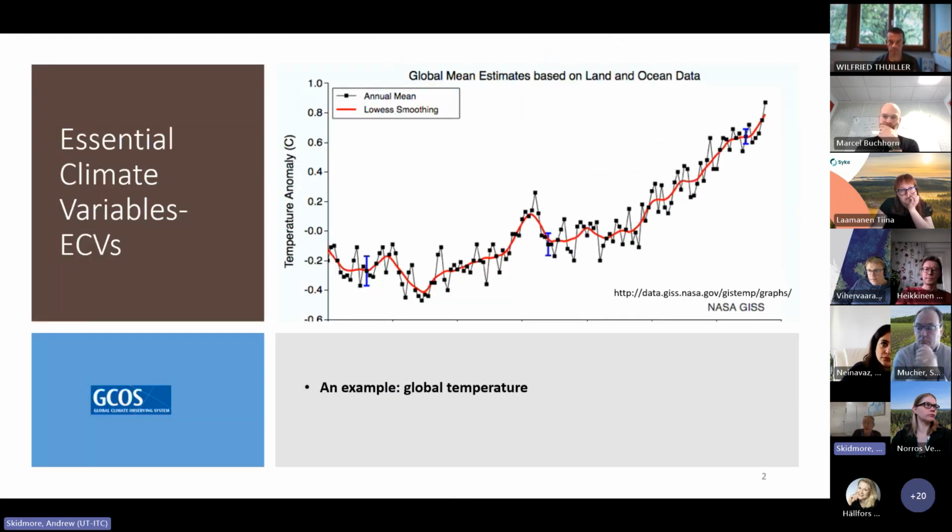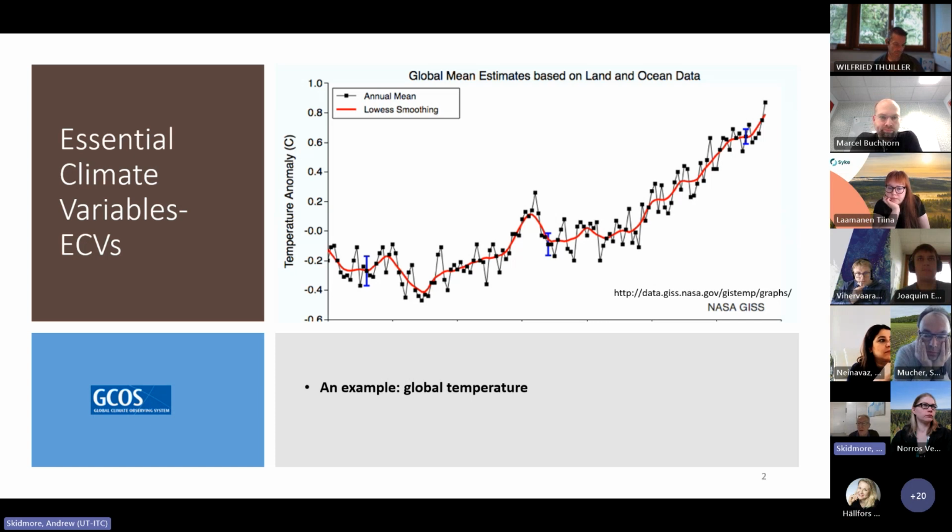Okay, so essential biodiversity variables. I thought it would be best to start with a discussion of where it all started, actually, which is essential climate variables, or ECVs. And these have been around for a long time. The GCOS, the Global Change... I can't even see what the acronym means there, but basically it's the Global Climate Observing System.